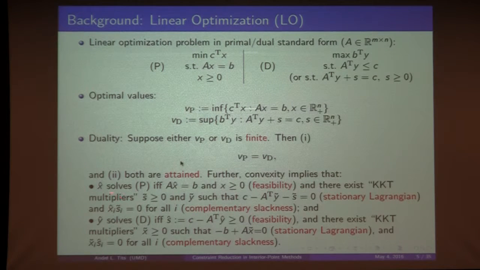So let's look at P. x hat solves P if and only if we have feasibility, which is the first; it should be an x hat, by the way. Feasibility: the two constraints are satisfied. Second, there exist so-called KKT multipliers, and I call them S and y tilde for this problem, and for good reason. S and y tilde are my multipliers, such that this is 0.